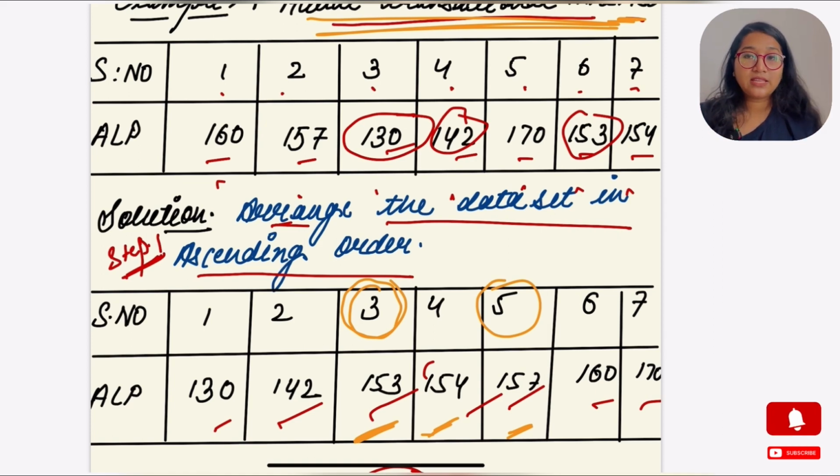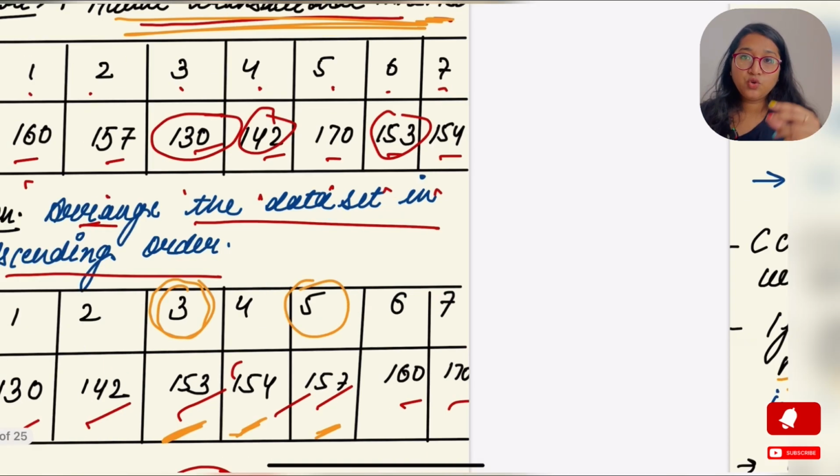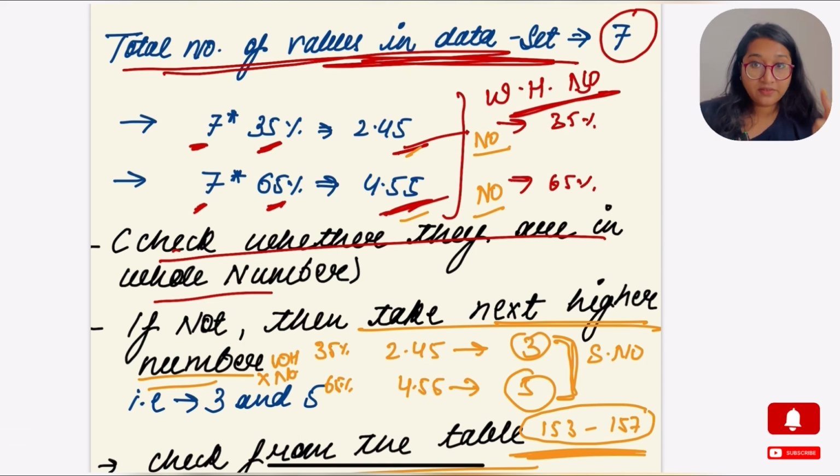Okay, the next step is to take 35% and 65% of the total values of the data set. So our range is going to be from this part, right? The 35% comes to 2.45, and the 65% comes to 4.55, which are not whole numbers. If it comes to a whole number, then we have to take that serial number, and the range would go from this to this. But the number is not a whole number, right? In this case we have to take the next value. The next value of 2.45 is 3, and the next value of 4.55 is 5. So the range is going to begin from 3 to 5.